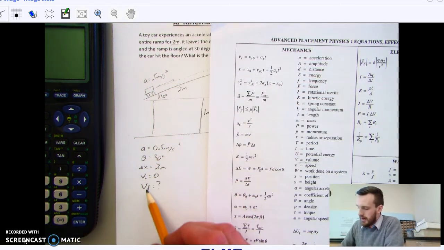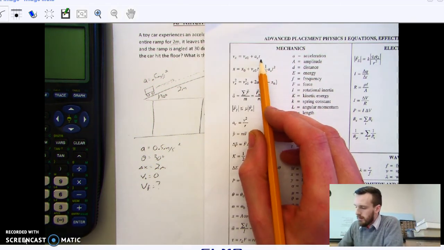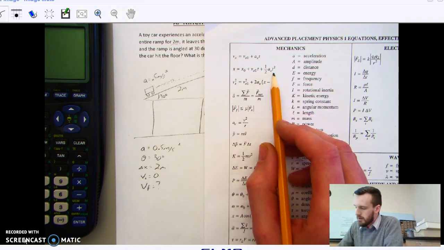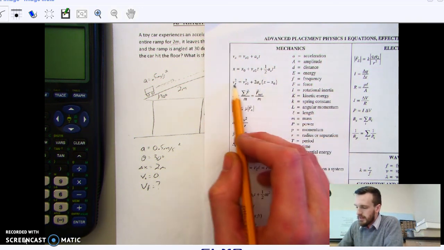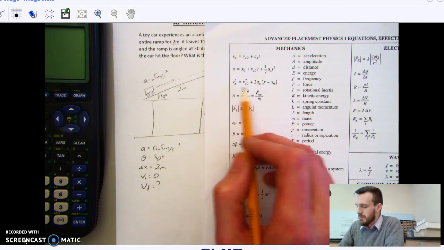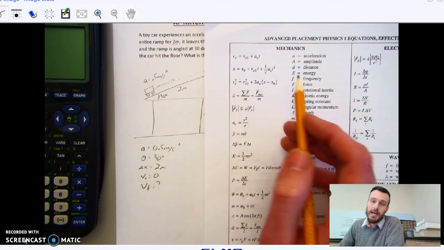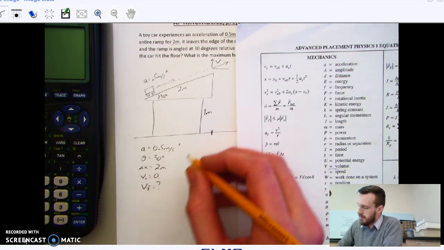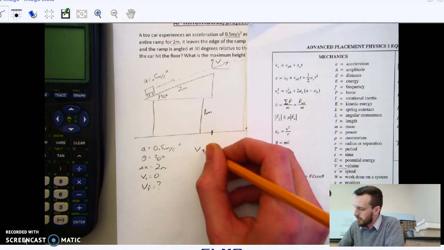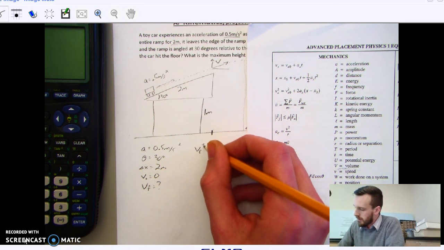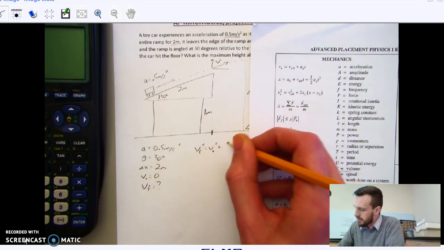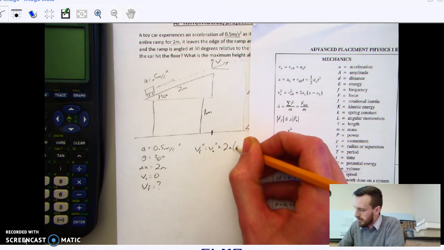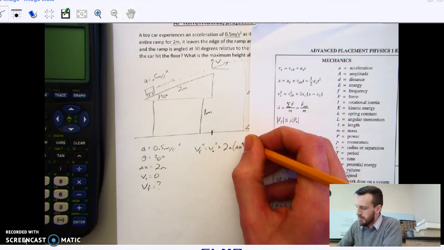All right, so let's look at our kinematic equations. I don't see any time in here. Okay, so right away I'm going to rule out equation number 1. I'm going to rule out equation number 2. Let's see if equation number 3 has anything to offer us, because it does not include time, and we happen not to know time. So let's go ahead and write this down and see if that gets us anywhere. V final squared equals V initial squared plus 2a delta x.